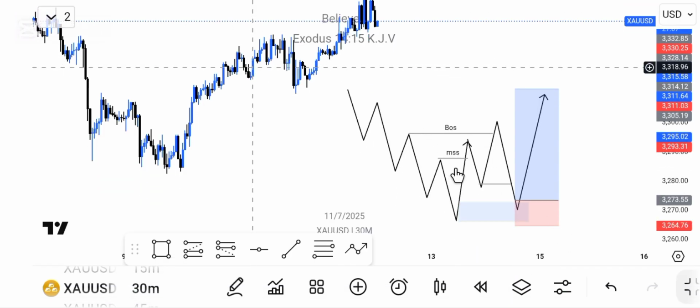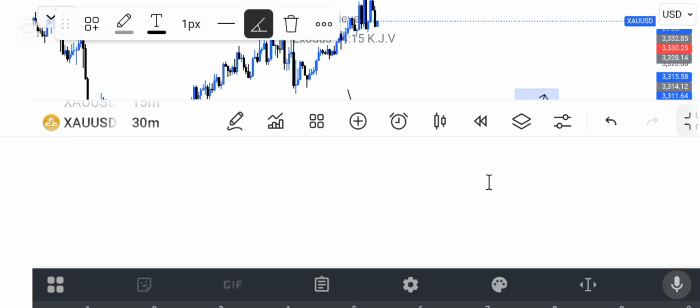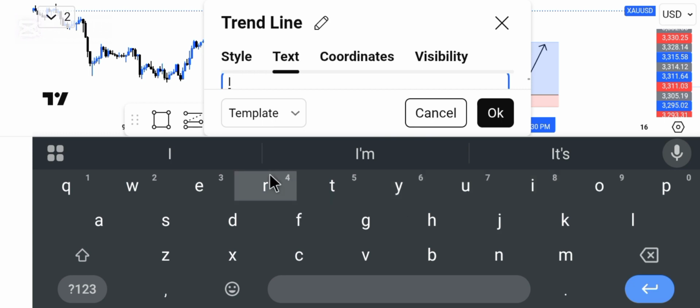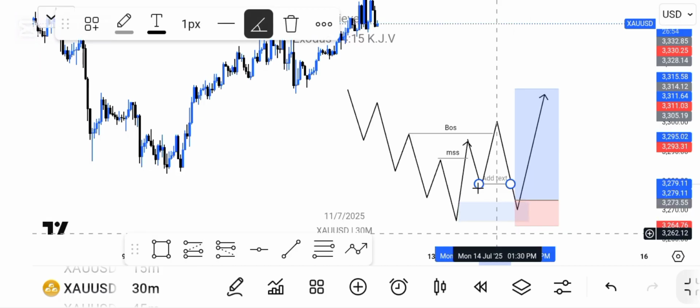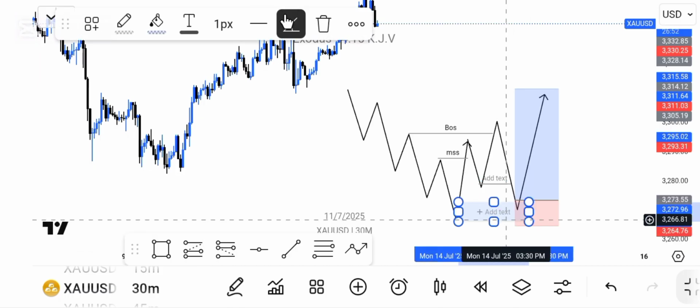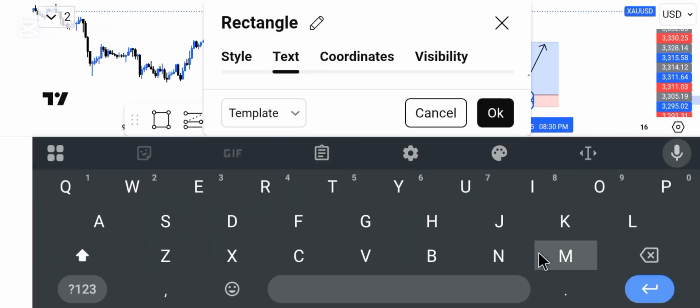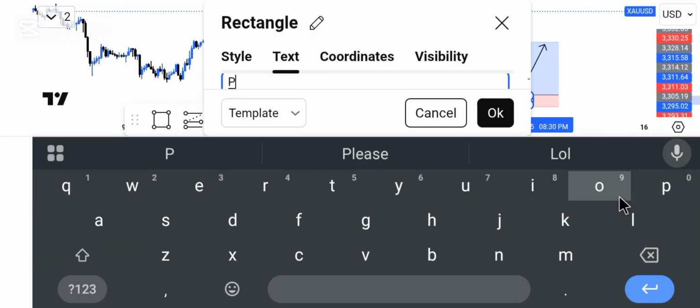And then this one here will be my inducement, or IDM. So that inducement, this box here will be my point of interest. Just type it as POI.